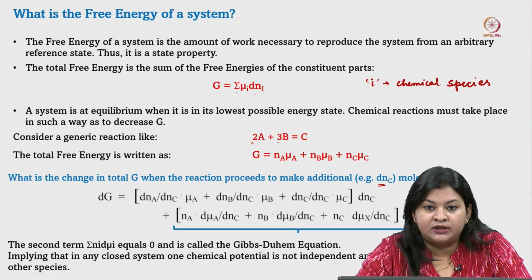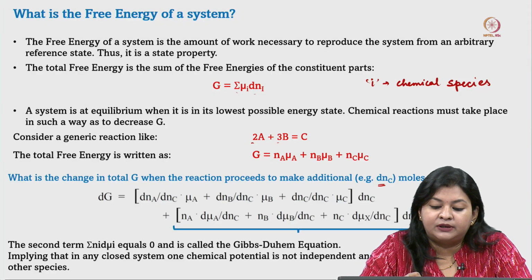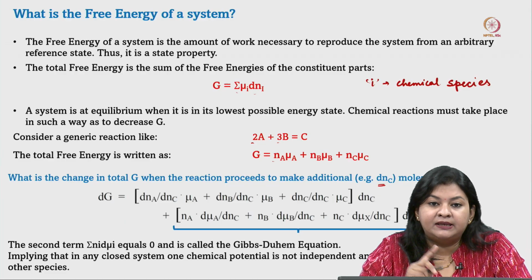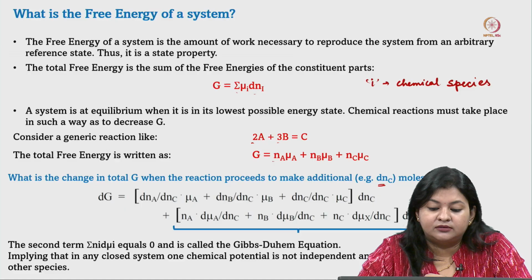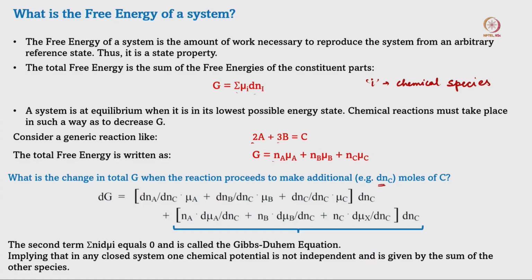When you are trying to differentiate, we first differentiate one particular n term, keeping the others constant, and then differentiate the other terms, mu a, mu b, mu c, keeping the n terms constant. So, dna divided by dnc into mu a is constant, plus dnb divided by dnc into mu b is again constant, plus dnc divided by dnc is equal to mu c, and this totally you are multiplying with the small change dnc, plus na.